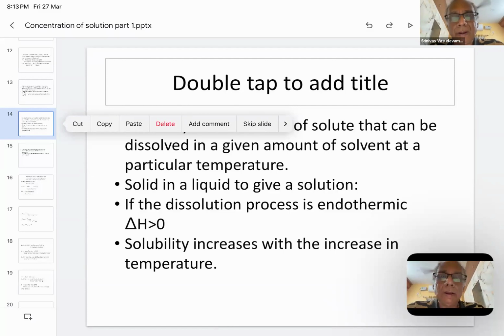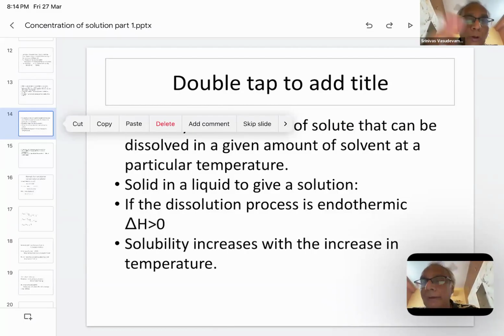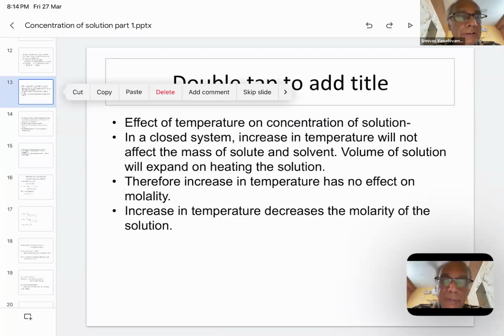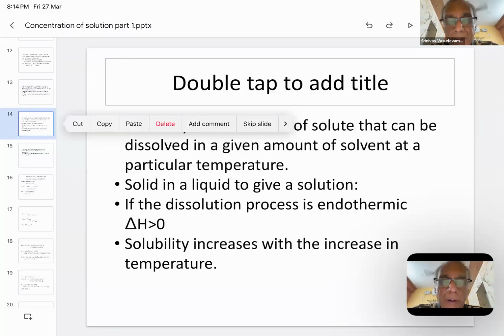Right? If it is an exothermic reaction, lower temperature will favor the exothermic reaction. The exothermic reactions are favored at a lower temperature. Therefore, as the temperature increases, solubility will decrease, right? Whereas endothermic reactions are favored at a higher temperature.